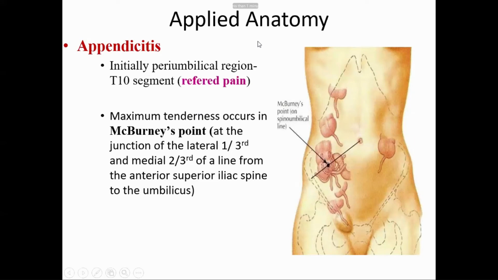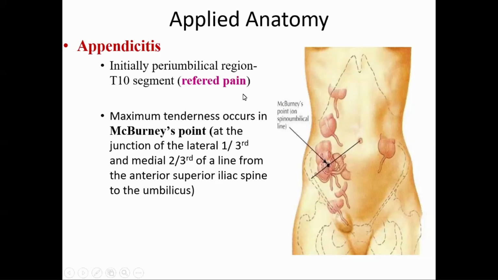Now the applied anatomy is appendicitis. That is the inflammation of the vermiform appendix. And the referred pain of the appendix is first felt around the periumbilical region, because the nerve supply of the vermiform appendix is T10 segments of the spinal cord, and the region around the umbilicus is also supplied by the T10 nerves. Because of that, when there is appendicitis, the person feels pain around the umbilicus, then it will subside on the right iliac fossa.